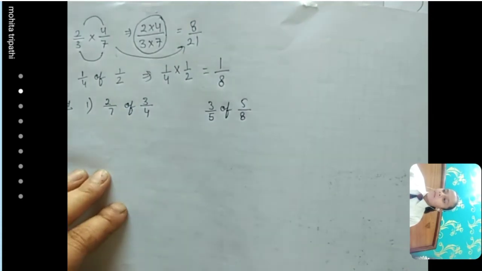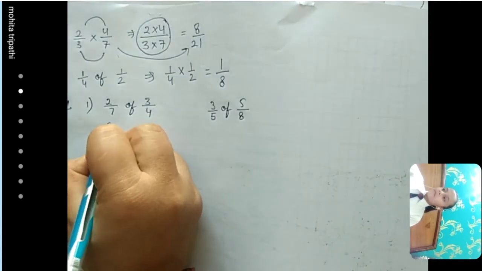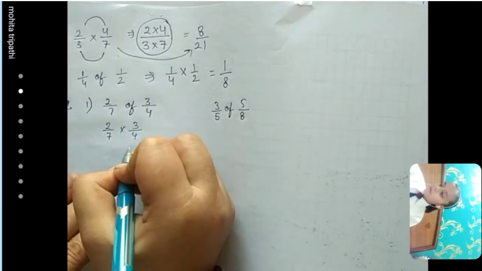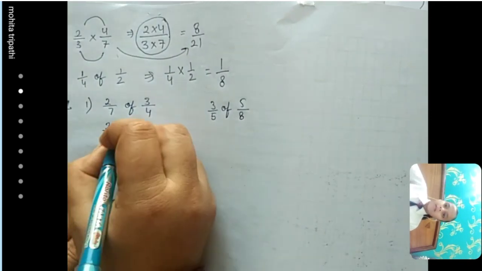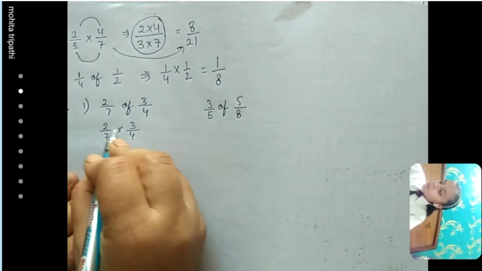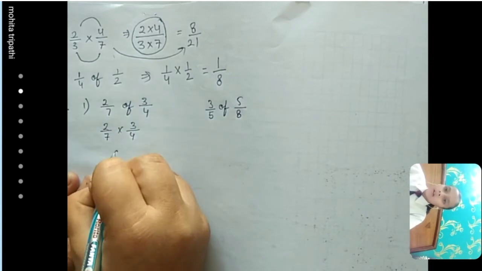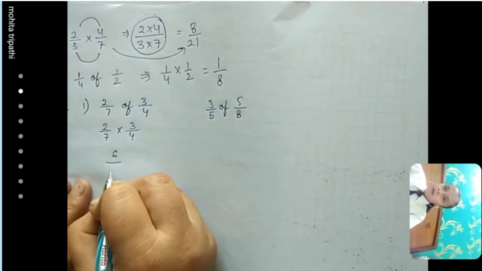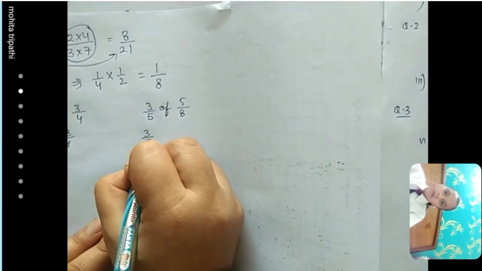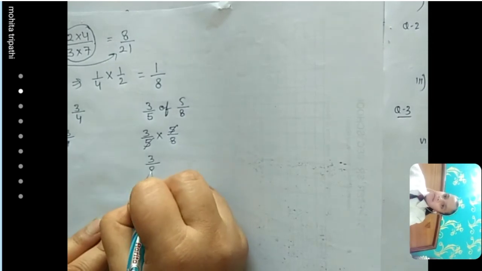Okay, so just see how you are going to solve it. 2 upon 7 into 3 upon 4. Okay, you can reduce it also, or you can do the multiplication also. Okay, just do the multiplication. 2 3s are 6, 7 4s are 28. Now see here also, it is 3 upon 5 into 5 upon 8. Just reduce it. So it will be 3 upon 8.